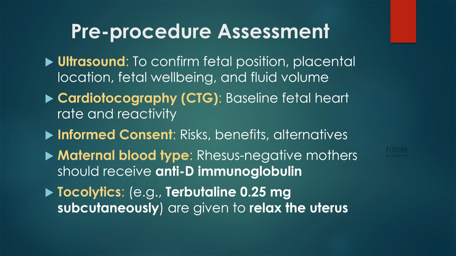Next one is informed consent. Informed consent is very important. The doctor has to explain the risk, benefit and alternatives before the procedure. Next one is maternal blood type. Rhesus negative mother should receive anti-D immunoglobulin. Last one is tocolytics. Example, terbutaline 0.25 mg subcutaneously is given to relax the uterus.